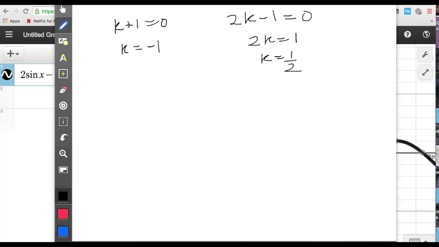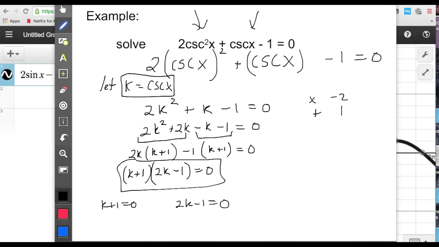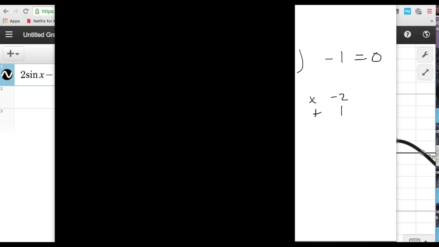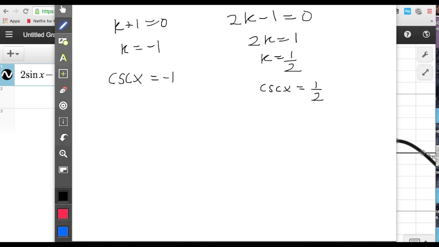This solves the polynomial equation, but remember k was cosecant x, right? So I'm substituting back in. K is cosecant x, and then that equals minus 1. And if I substitute cosecant x back in for k here, I got cosecant x equals a half. Now why I did that is because when I look at this equation back here, this was super ugly. And what I did was transform it into something I know. I can solve this. And then I can put the k back in. Because now I can solve each of these, right? So now I can solve what cosecant equals to minus 1. I can figure out that angle.